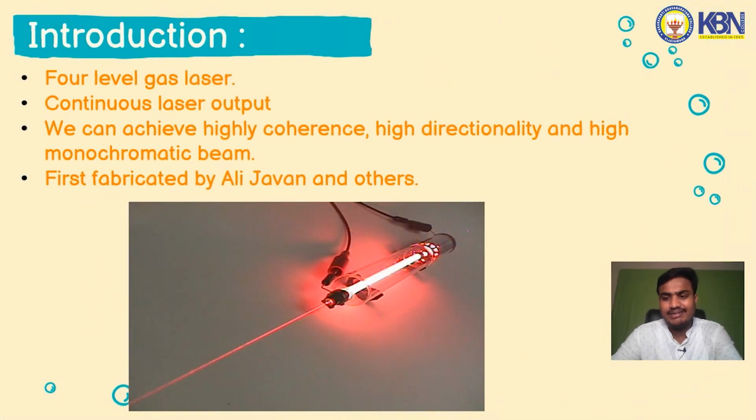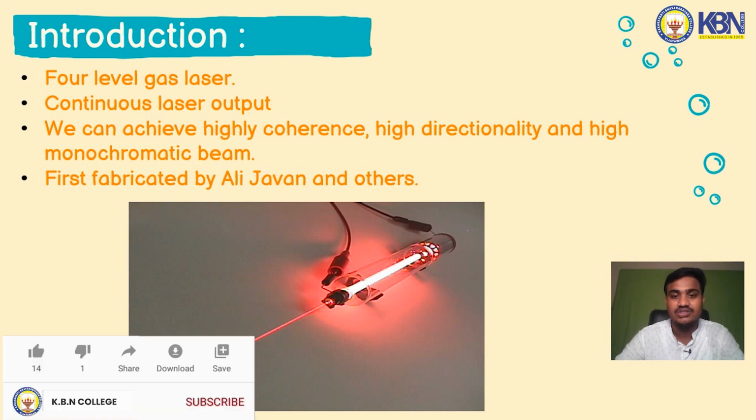Coming to the introduction of the helium neon laser: the Ruby laser is a 3-level solid state laser, but the helium neon laser is a 4-level gas laser. The main drawback of the Ruby laser is that it is not a continuous beam laser, but the helium neon laser gives a continuous output. It will emit a continuous beam of laser light.